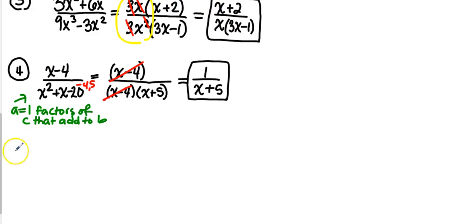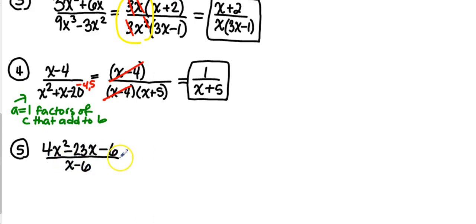Number 5. 4x squared minus 23x minus 6, all divided by x minus 6. Looking to factor, let's first check for a GCF. I see 4, negative 23, and 6. Is there anything I can factor out of 4, 23, and 6? The answer is no. So for this one, A is not 1. We will need to guess and check.